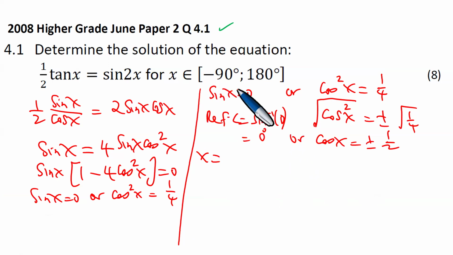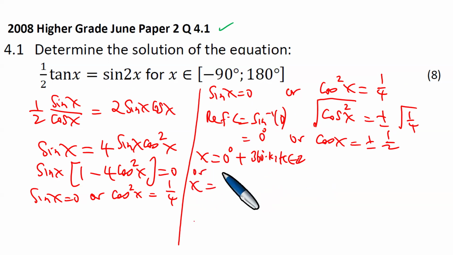Okay, for this one, when we're dealing with the angles between minus 90 and 180 degrees in that interval, you would have that x equals 0 degrees plus the period, which is 360 degrees by k in the integers. But also we have, or x equals, the other one, which would be 180 degrees plus 360 degrees by k in the integers.